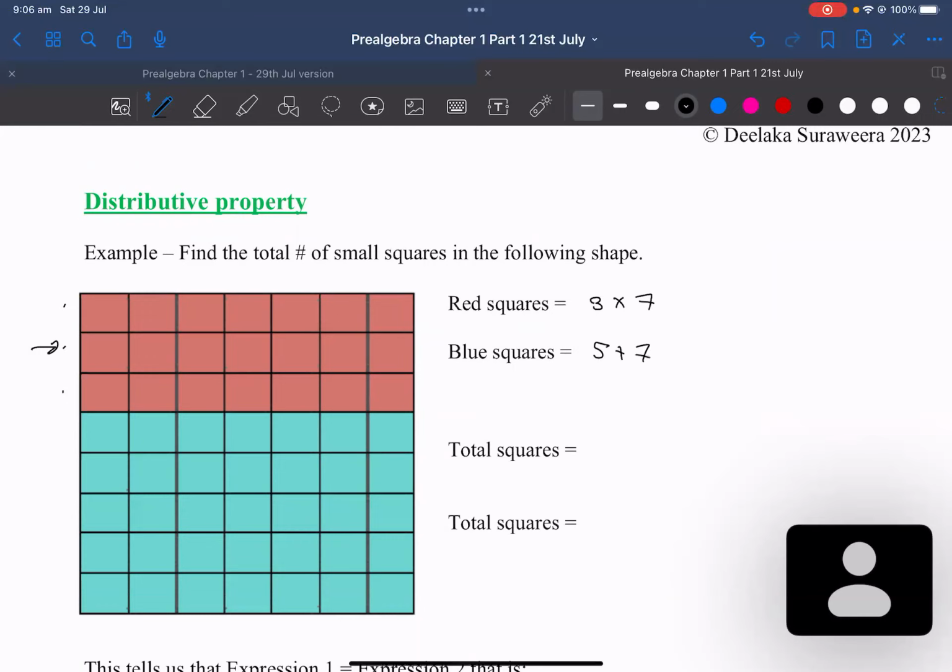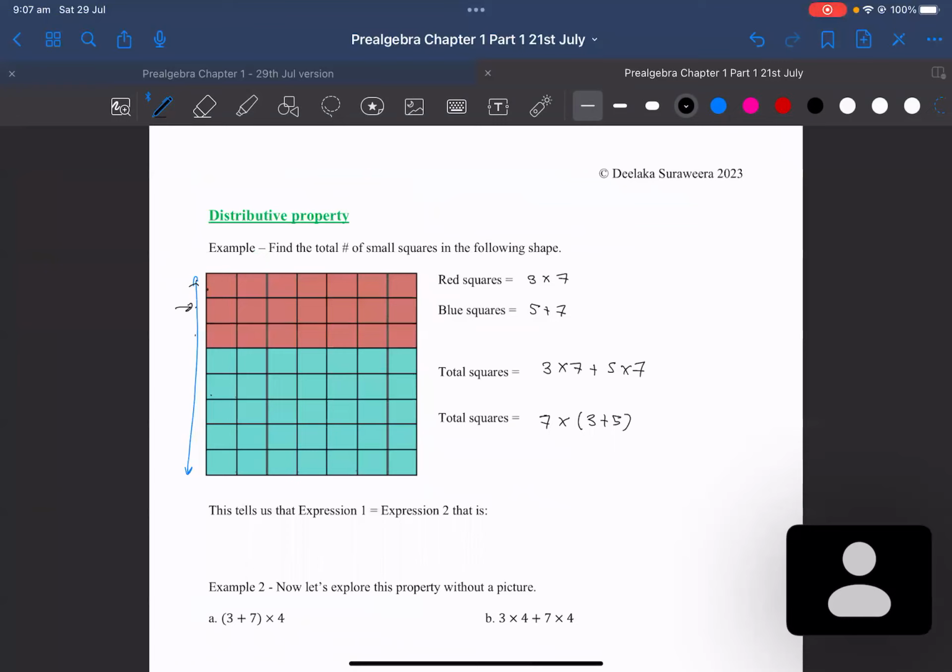So in that way, when we do it this way, the total squares is 3 times 7 plus 5 times 7. But what if we went, I don't care about the colors, let me just look at the whole shape. Then what's the total number of squares? What's this length here, the blue length? It's 3 plus 5. 8 times 7. Yeah. I'm going to write it a different way, but it's the same thing. 7 times 3 plus 5.